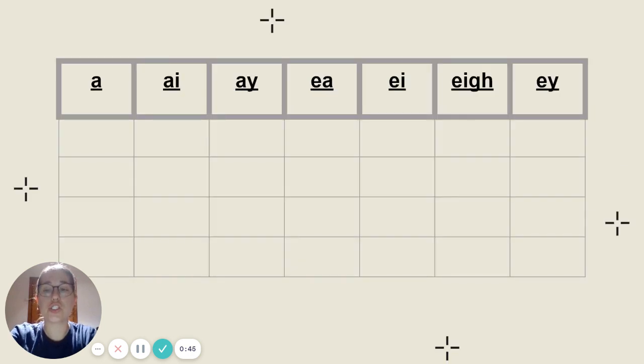First thing I would like you to do is to copy down our spelling chart. You're going to have a column for A, AI, AY, EA, EI, EIGH, and EY words. We're going to have 4 of those words per column. Please pause the video and get your chart copied down.